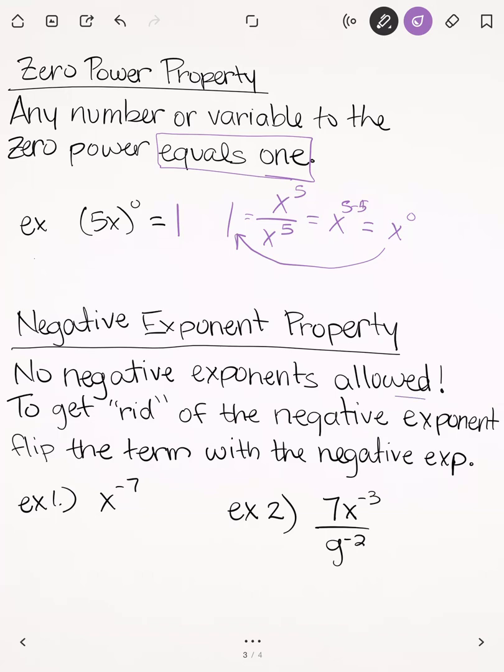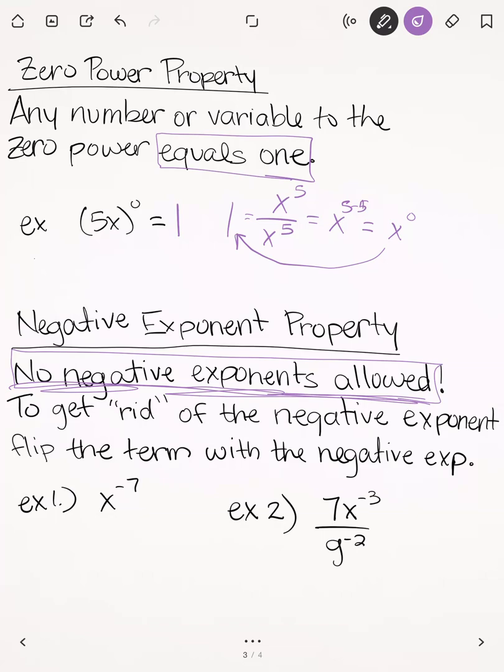Now, negative exponent properties. You can have no negative exponents. They are not allowed. Not allowed. That's super important. No matter what you do, you cannot have negative exponents. So, to get rid of them, all you're going to do is put that term in the numerator if it's in the denominator, or the denominator if it's in the numerator. You're just going to flip it to the opposite part of the fraction.